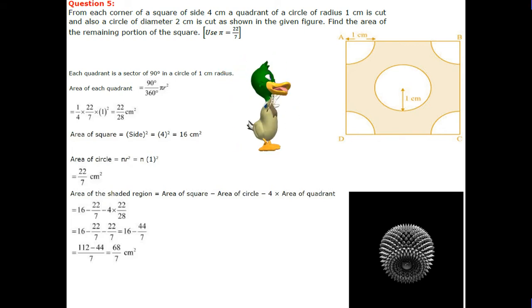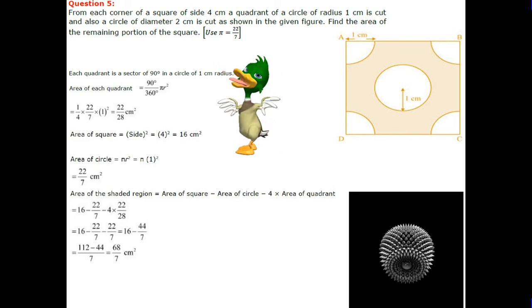Now students, question number 5, from each corner of the square of the side 4 centimeter, a quadrant of the circle of the radius 1 centimeter is cut, and also the circle of the diameter 2 centimeter is cut as shown in the given figure. Find the area of the remaining portion of the square. Pi is equal to 22/7.